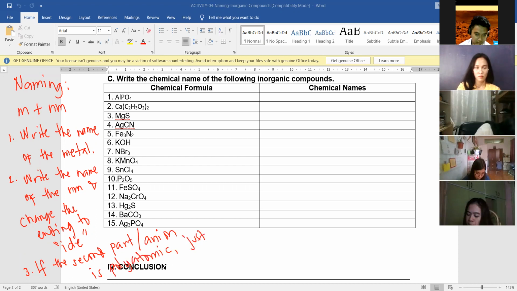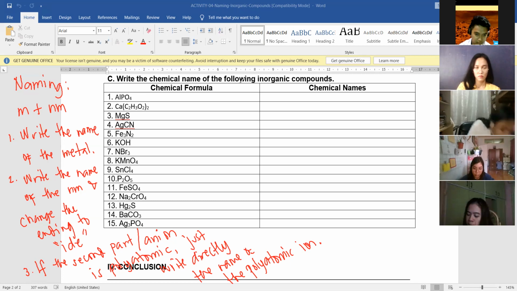Just write directly the name of the polyatomic ion. So this is how we name our chemicals. Example, AlPO4. I gave this earlier. Al is a metal. So for the name of the metal, just write it directly: aluminum.